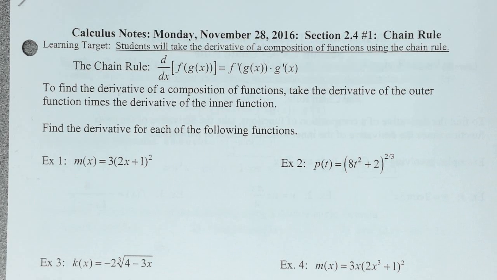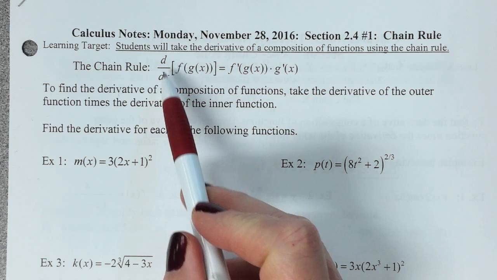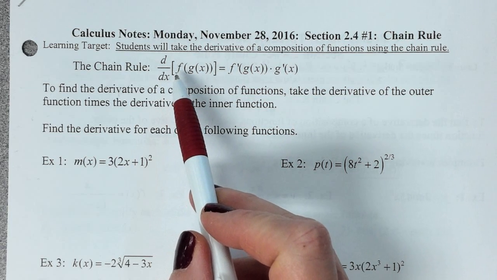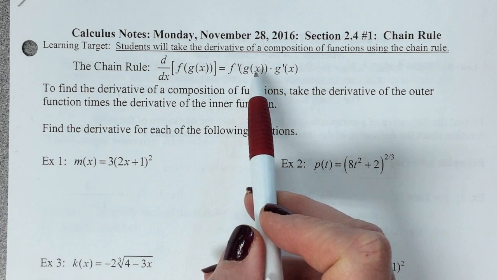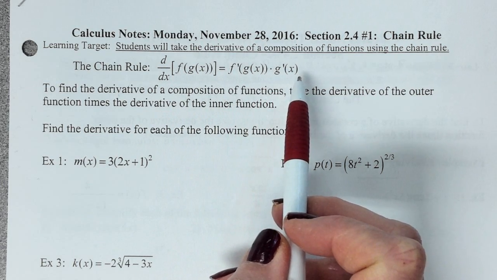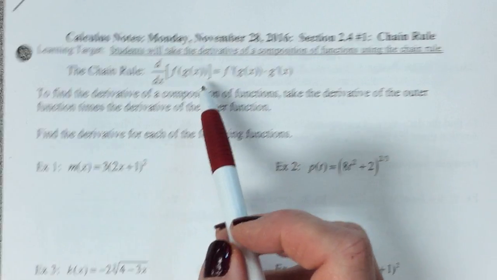Okay, guys, so looking at the chain rule, this is section 2.4 in our book. We have a formula here for the chain rule. It says the derivative with respect to x of f of g of x is equal to f prime of g of x times g prime of x. This is the way our book describes the chain rule, and it's perfectly fine.